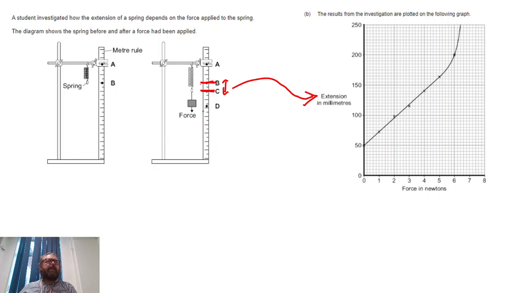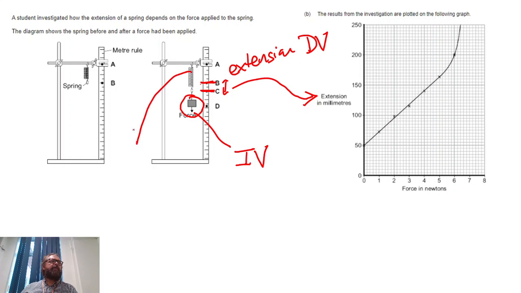So by doing this and changing the force, so you would change this value, and that would be your independent variable, and you would measure the extension, and that would be your dependent variable. A control variable for this experiment would be to keep the same spring. So this is demonstrating Hooke's law. We're changing the force applied to a spring. We're measuring its effect on the extension of the spring, and we're controlling the type of spring that we're using.